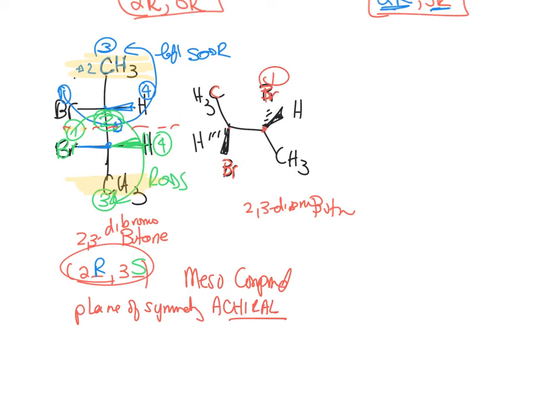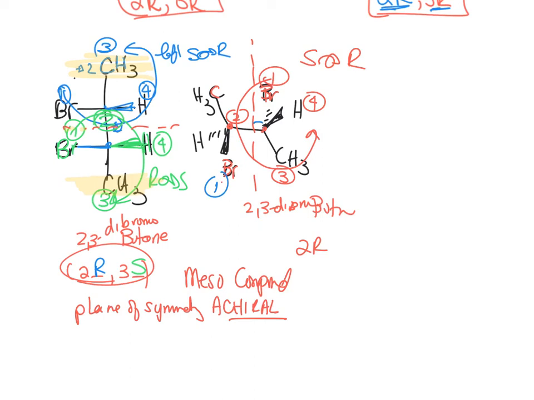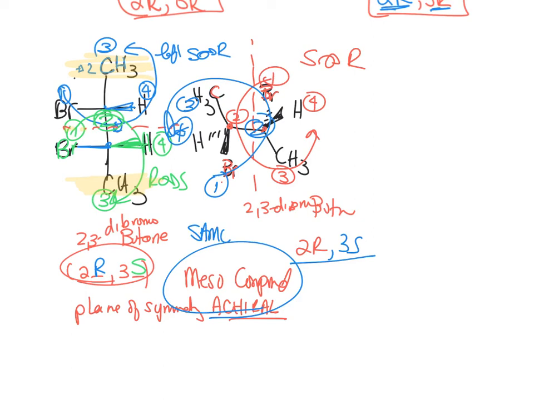So Br is 1. Okay. And you can see this has a plane of symmetry as well. Okay. So 1, 4, 2, 3. And that is S, which is R. And then that other one, so we got one of these, you call that 2R. And then here, this is 1, 2, 3, 4. And that is S, 3S. Okay. So these are meso compounds. Okay. And so that would be the same. All right. Now let's do D.